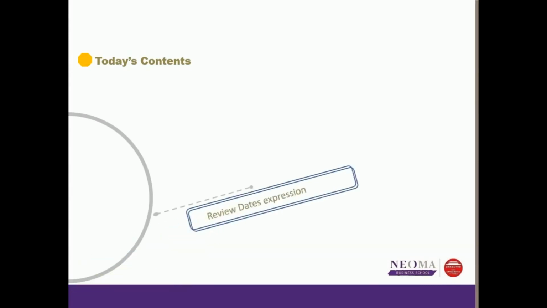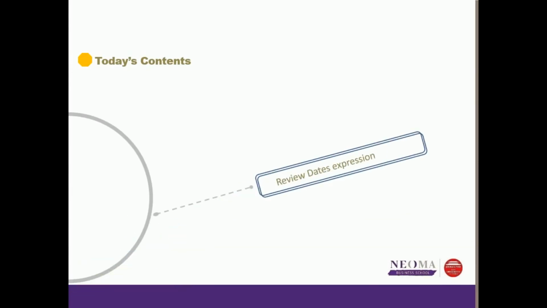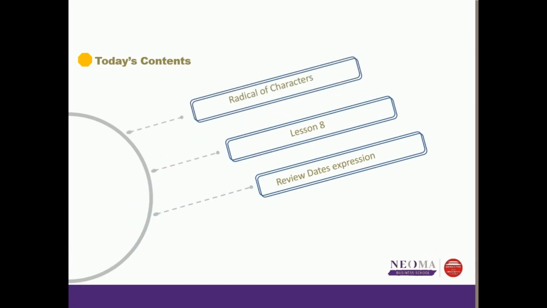For today's content, we're going to review the date expressions we learned yesterday. Then we're going to learn Lesson 8: I'm going to Beijing to learn Chinese. Finally, I'm going to introduce a little bit about the radicals of characters. Let's see the first one.